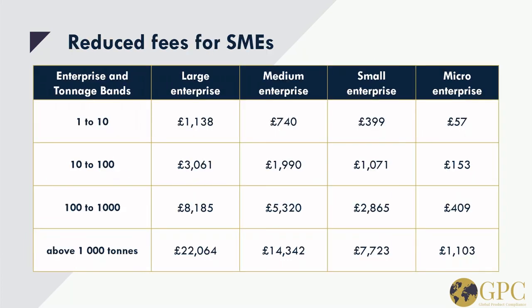And here are the fees then for the enterprises and the tonnage bands. As you can see, the prices can be quite different, ranging from £57 for a micro enterprise with a tonnage band of 1 ton per annum, up to £22,000 for a large enterprise with above 1,000 tons per annum. I can hold it a bit here so you can have a closer look.